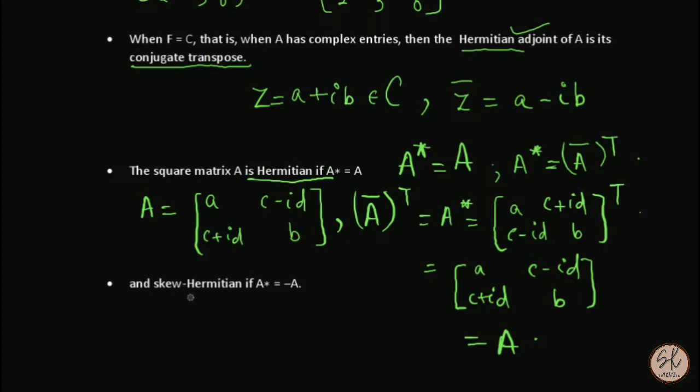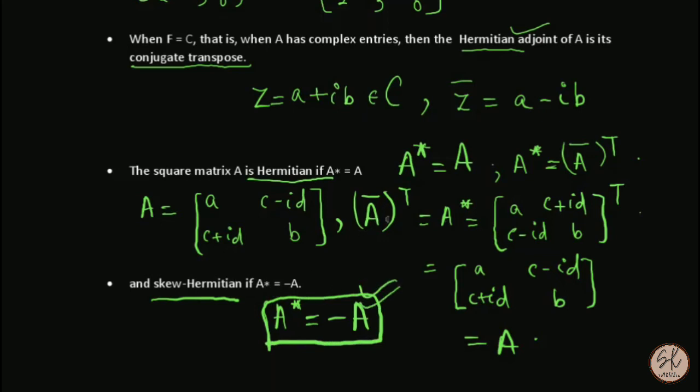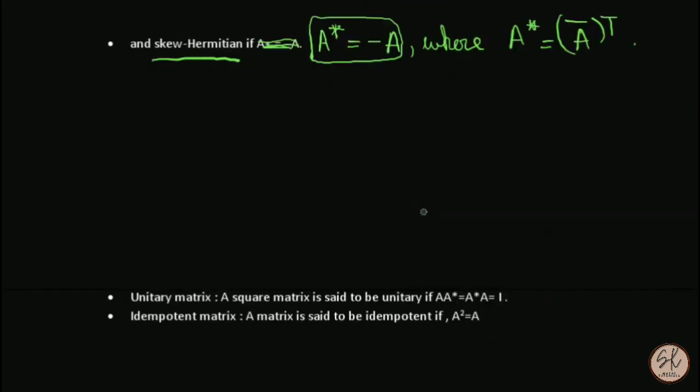Now next let us see the skew Hermitian matrix. A matrix is said to be a skew Hermitian matrix if A star is equal to minus A. If A star is equal to minus A, then we say A is a skew Hermitian matrix. Now let me explain this through an example. If A is equal to [0, -2 minus 3i; 2 minus 3i, 0].